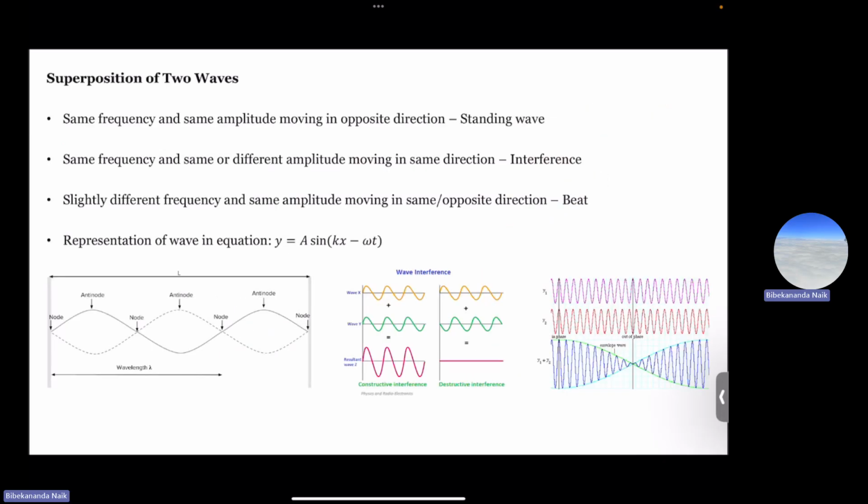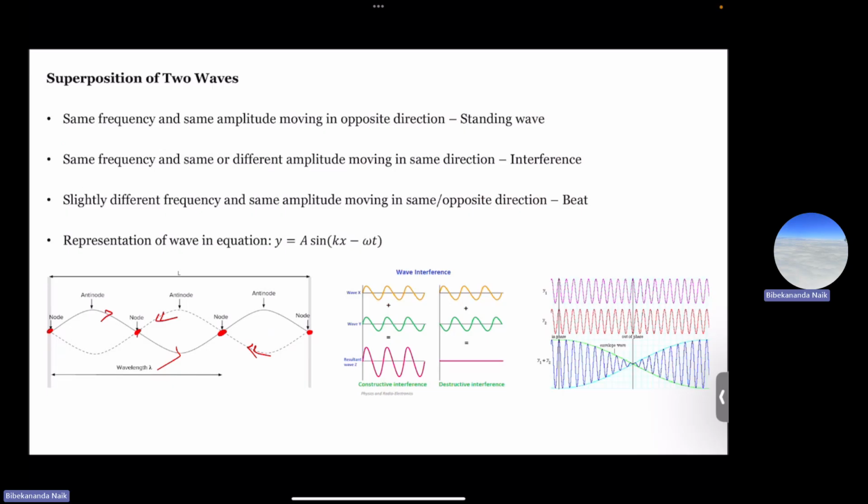So how is a standing wave formed? Basically, a standing wave is formed when two waves having equal amplitude and frequency move in two different directions. For example, suppose these are two fixed points. One wave is propagating along this direction, and this dotted wave is propagating along another direction. The two waves propagate in opposite directions, but they have the same amplitude and same frequency. That's why they form nodes and antinodes.